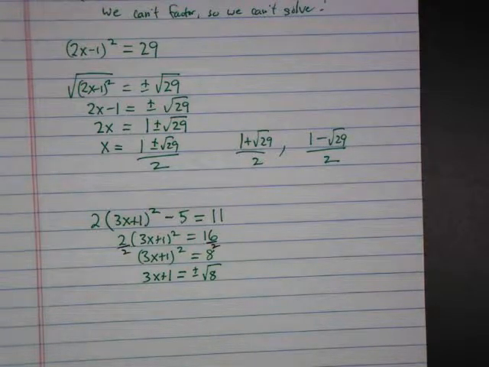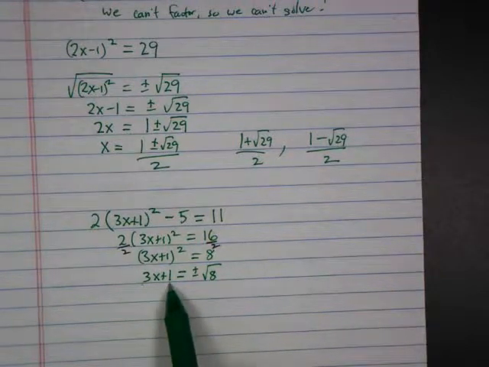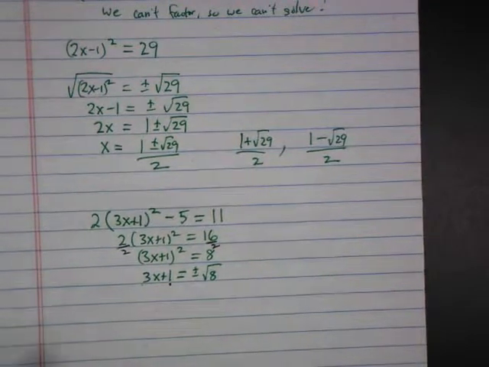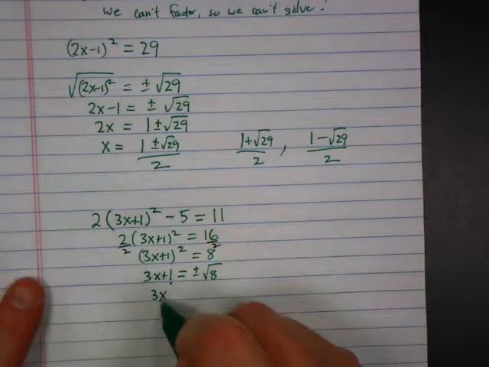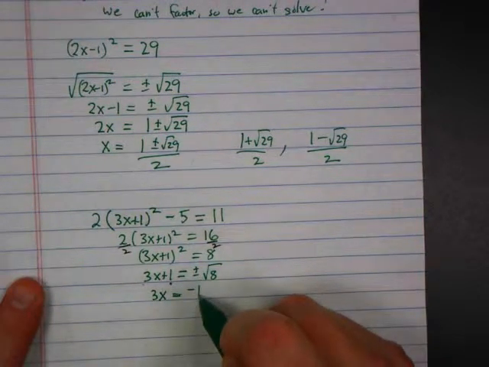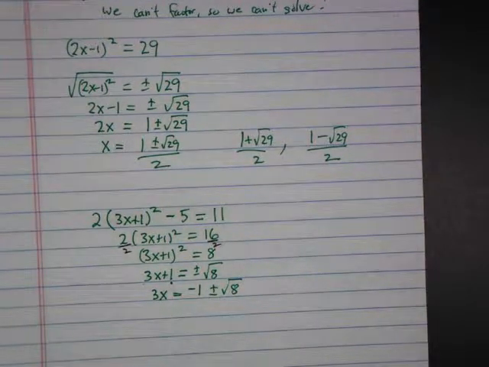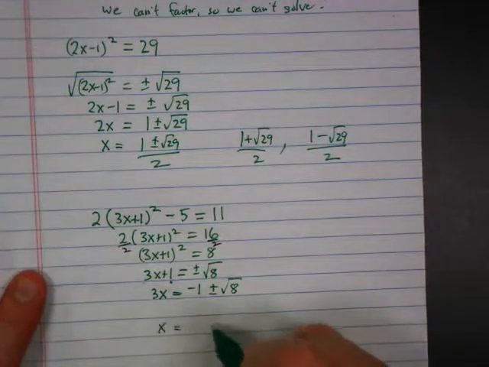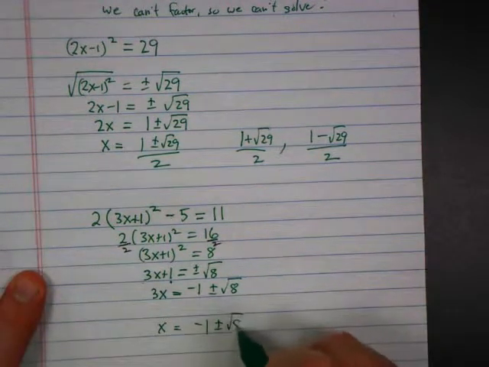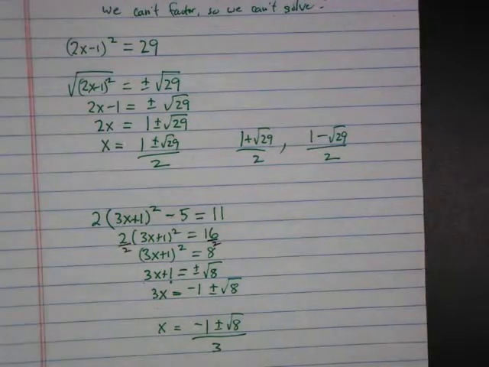Now we got to do a couple steps to get the x all by itself. So what would you do to get the x all by itself? You could divide by 3, but usually we subtract the 1 first. When you divide by 3, you got to do it everywhere, and that's going to give you a fraction, and we don't want to do that to ourselves. So we're going to subtract the 1. Typically, we would write 3x equals negative 1 plus or minus square root of 8. And then we divide by 3. Answer would be x equals negative 1 plus or minus square root of 8 all over 3.